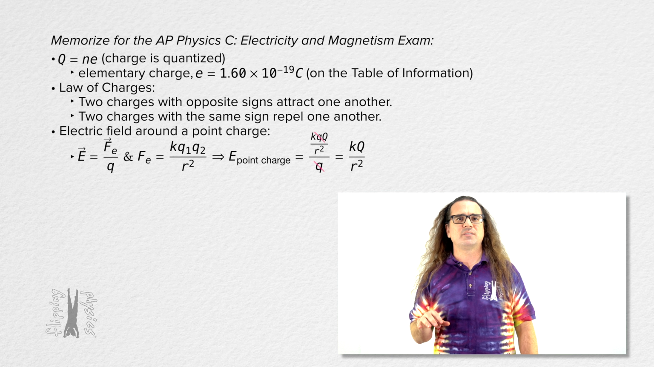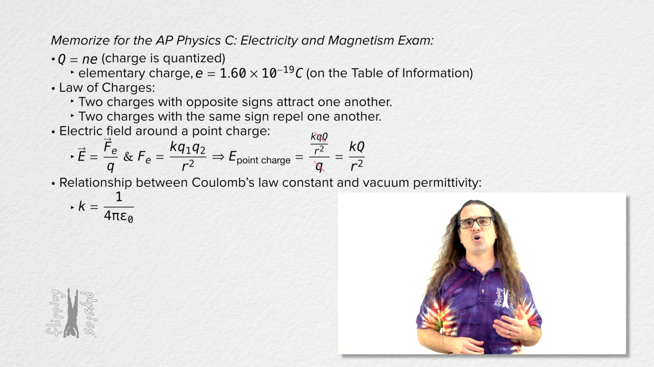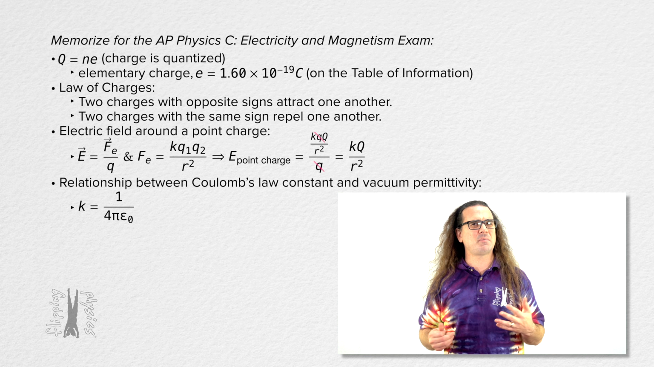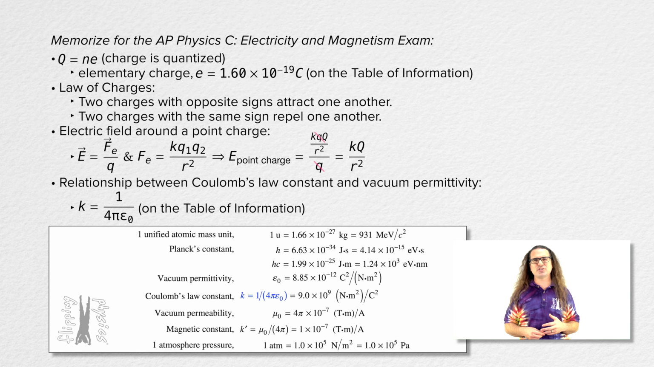I want to point out that the fact that the Coulomb constant, lowercase k, equals 1 over the quantity 4 pi times vacuum permittivity seems to come up quite a bit on the exam. Yes, the equation is on the table of information. However, I thought it was important enough to make sure you remember that.